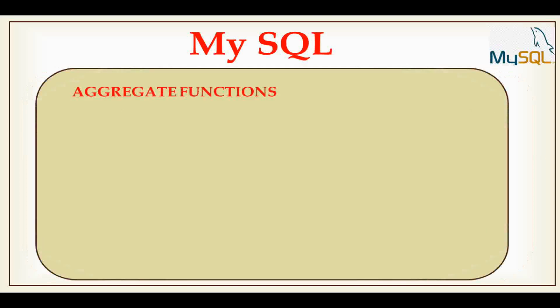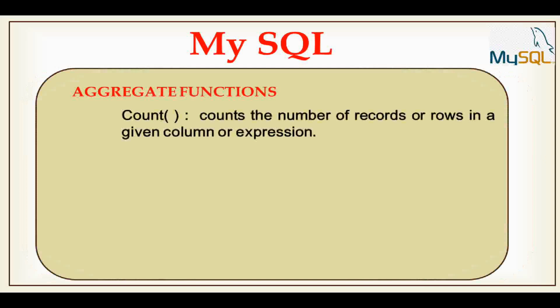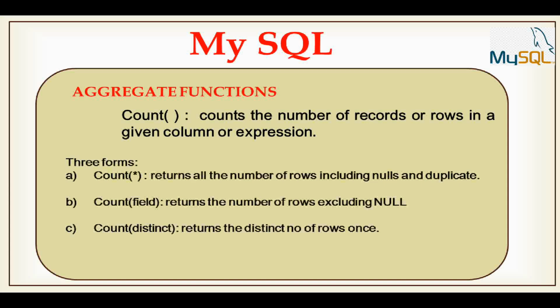Lastly, we have count, which counts the values in a given column or expression. This function can be used in the following three forms. If I use count star, it will count all the rows, all the records in the table, including the null and duplicate values. Let me show you how this works.